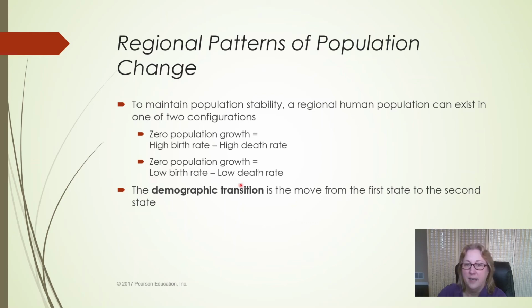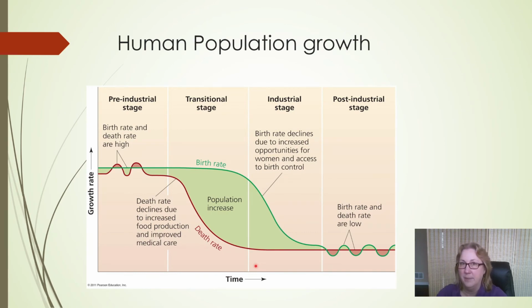Then the birth rate stayed high, but the death rate declined. And that's where you get a population explosion. So pre-industrial, high birth rate, high death rate. Then the birth rate stayed high for several hundred years, while the death rate declined.